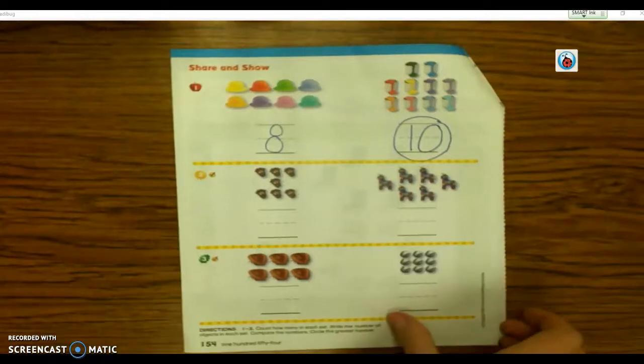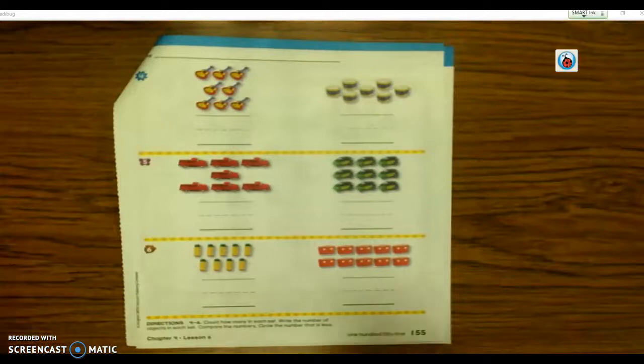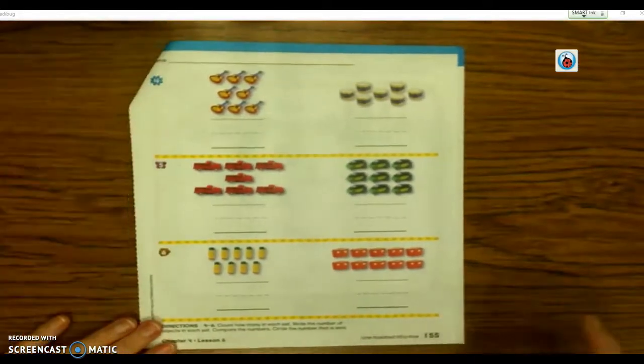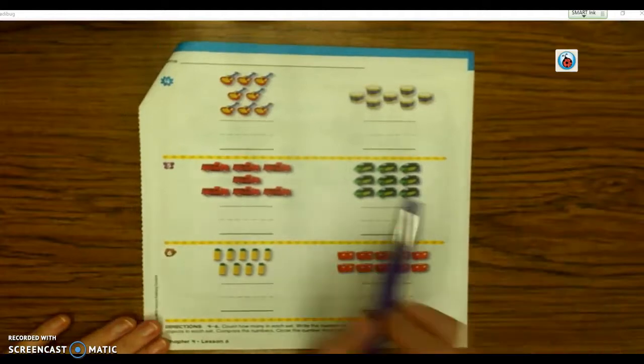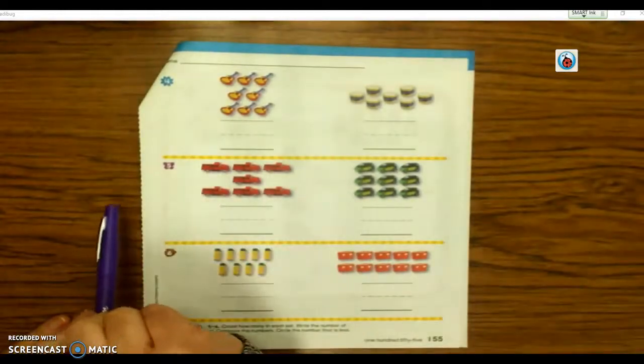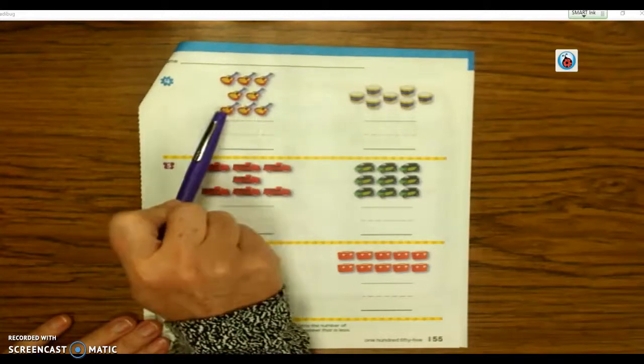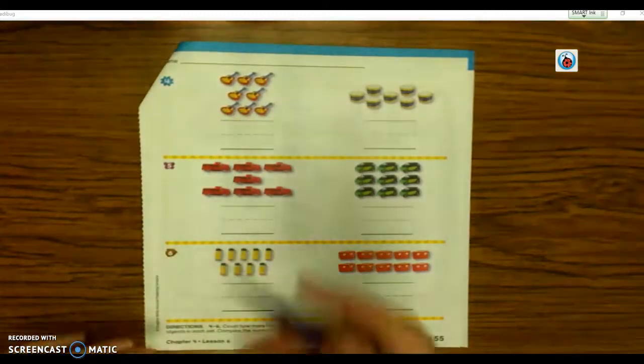All right, when you're finished with that page, pick it up and we just flip it over. All right, boys and girls, now we're going to be counting and finding the one that is less. Less means smaller. So these look like guitars, so we're going to count them. 1, 2, 3, 4, 5, 6, 7, 8.